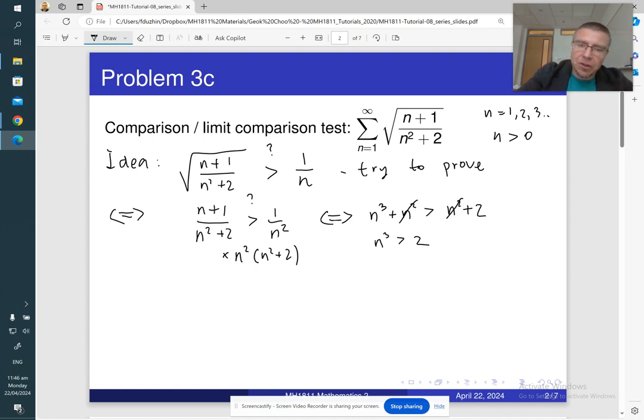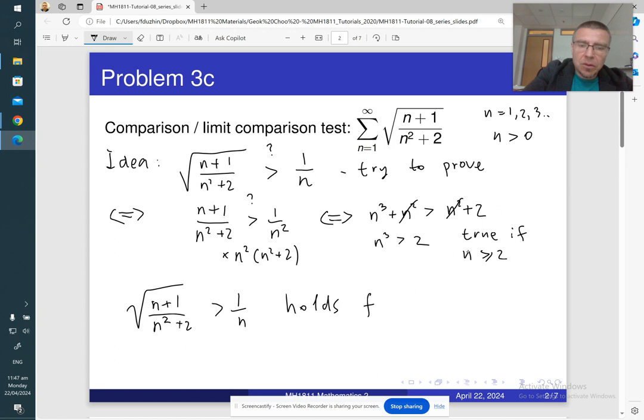And this is true, is it not? At least as long as n is at least 2 or bigger, this is true. It's not true for 1, but it doesn't matter. It is still true starting at 2 and all the way on, so it is true for all n except for a finite number. Which means that this inequality, square root of n plus 1 over n squared plus 2 is bigger than 1 over n, holds for all n that are bigger than or equal to 2.